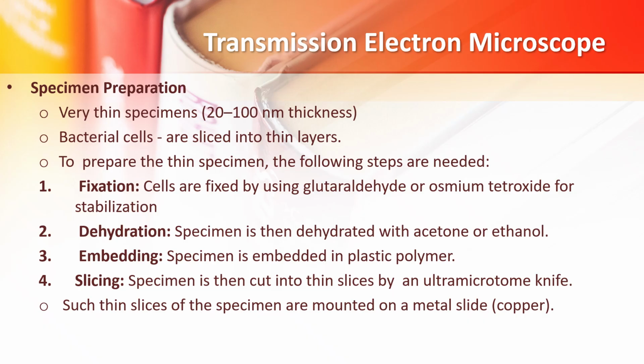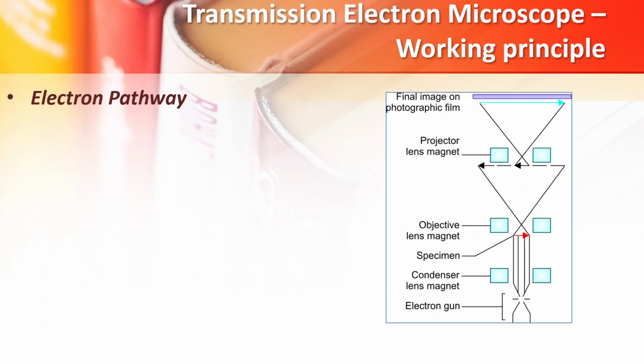The next thing is dehydration. Specimen is then dehydrated with acetone or ethanol. Then the third thing is embedding. Specimen is embedded in a plastic polymer. Then the slicing. Specimen is cut into thin slices by an ultramicrotome knife. Such thin slices of specimen are mounted on a metal slide or a copper grid. This is about the steps to get a thin specimen.